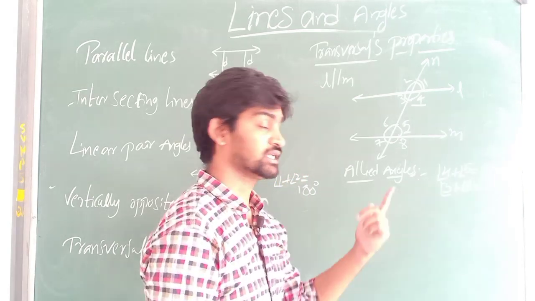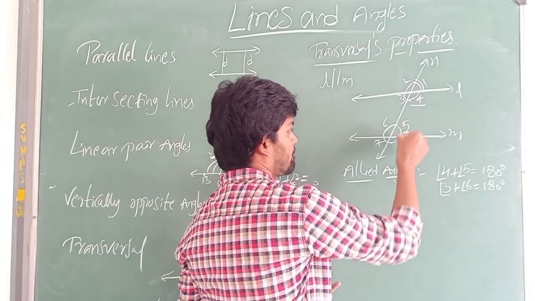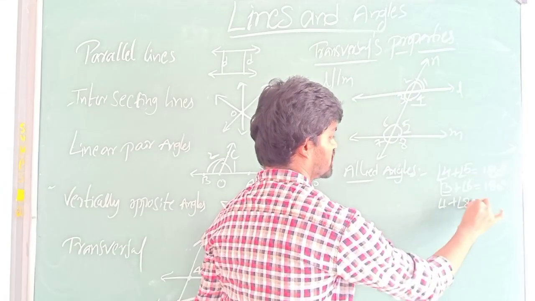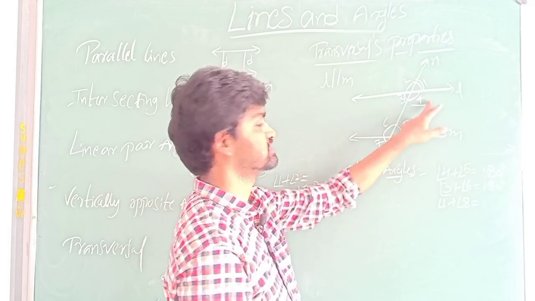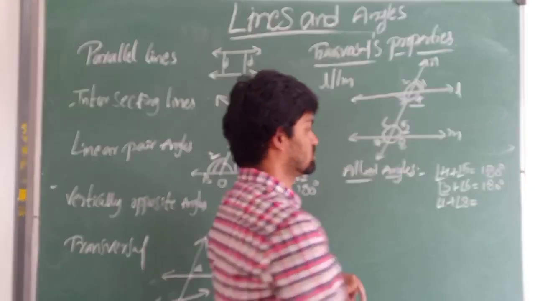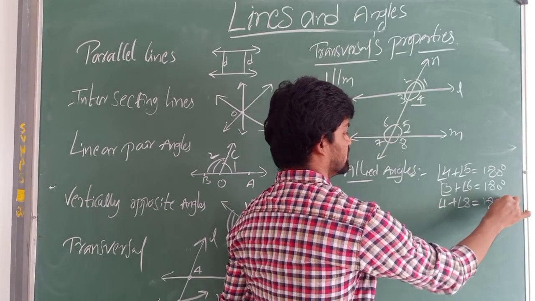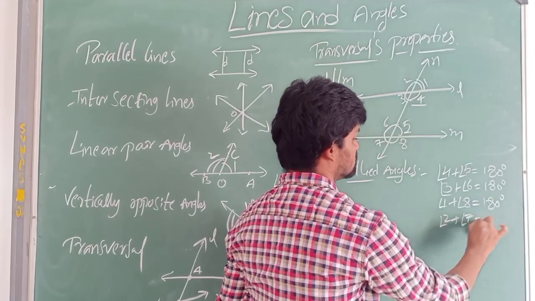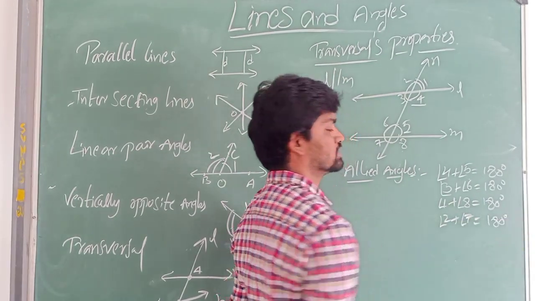At the same time, exterior angles are also formed. Angle 1 plus angle 8 are co-exterior angles. These are interior, they are inside. These are outside, exterior. This is also 180 degrees, and angle 2 plus angle 7 is also 180 degrees.